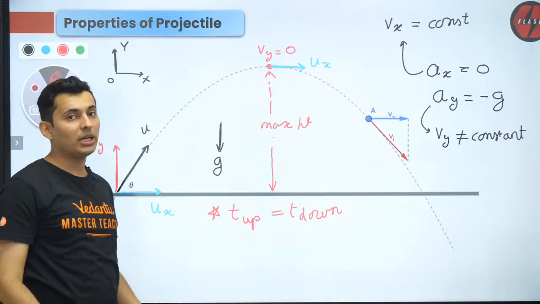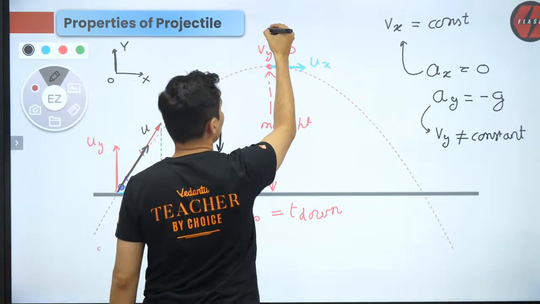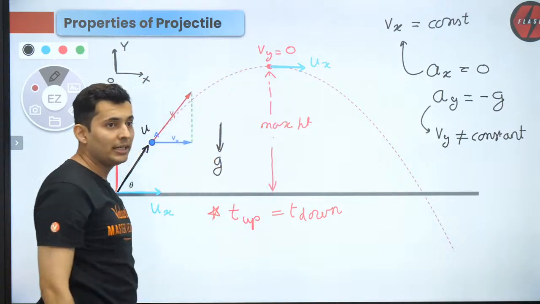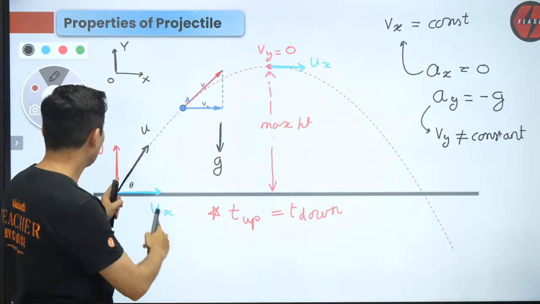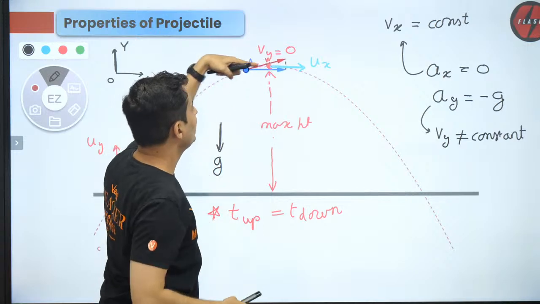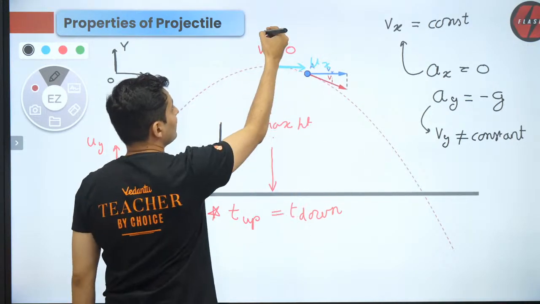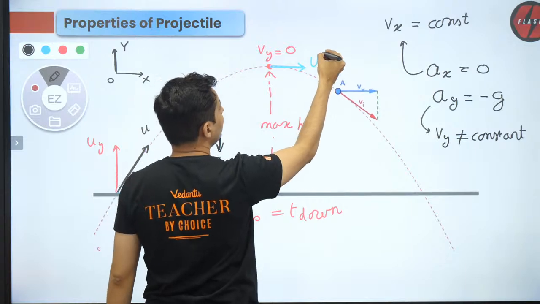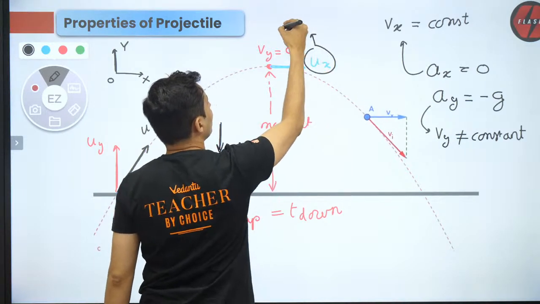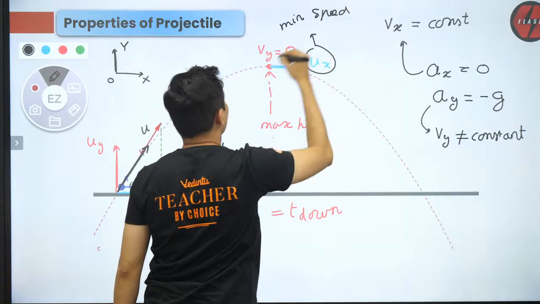Yes, only the Y component is zero. Can I say the total speed is least at the topmost point? Why is it least? Because at every other point you have two components, but at the topmost point you only have one component. Again, when it comes down, you have two components. Can I say this is the least speed? So this is when it reaches minimum speed in that entire path.